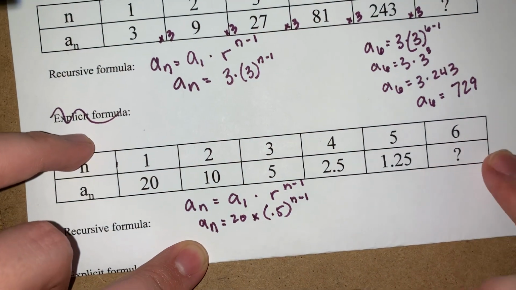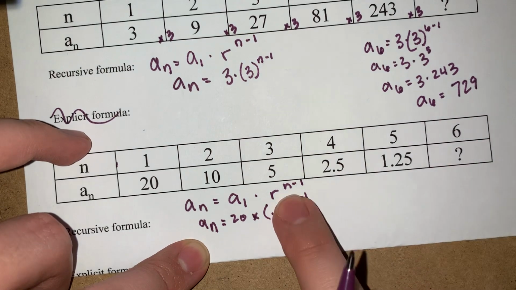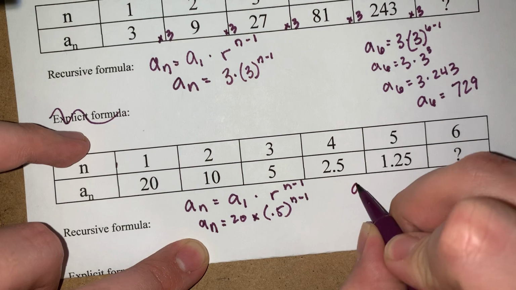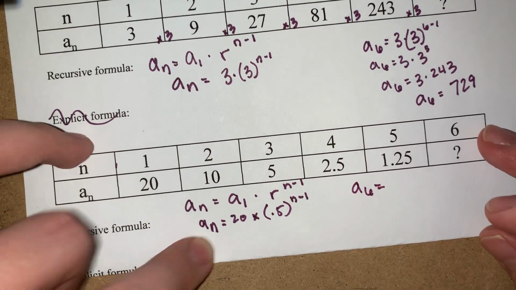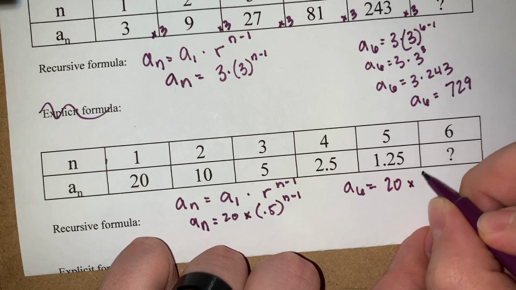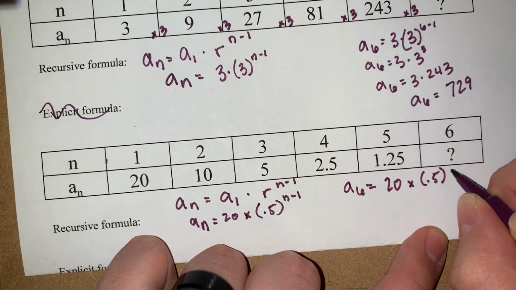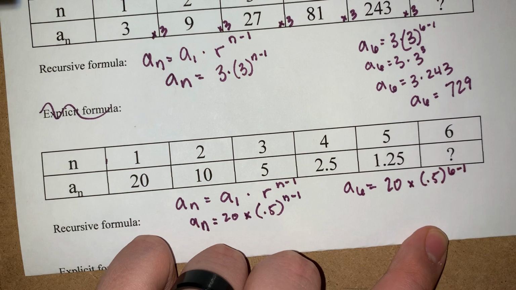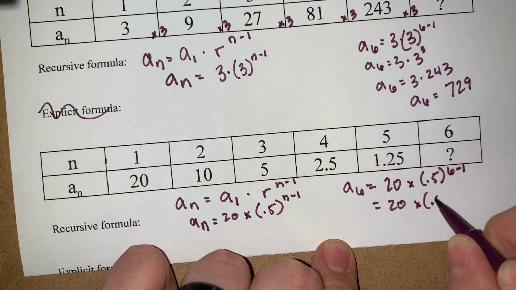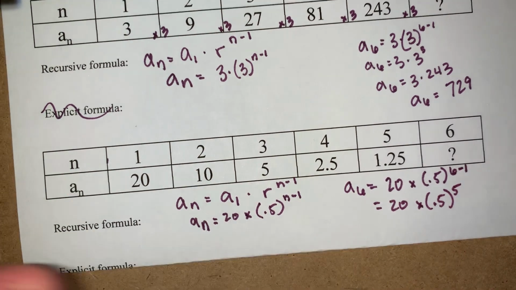the sixth term. To find the sixth term, I just know that a sub n is now a sub 6. So just like before, a sub 6. And now I have 20 times 0.5 raised to the 6 minus 1 power. This is 20 times 0.5 to the 5th power.